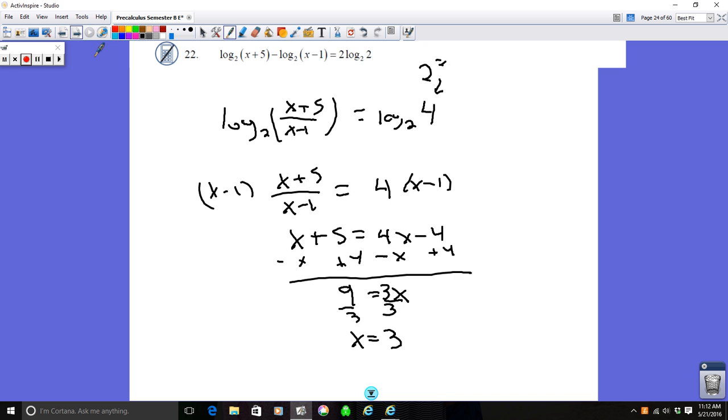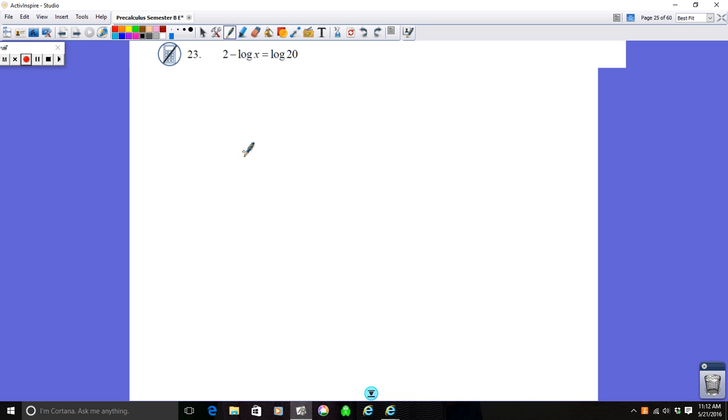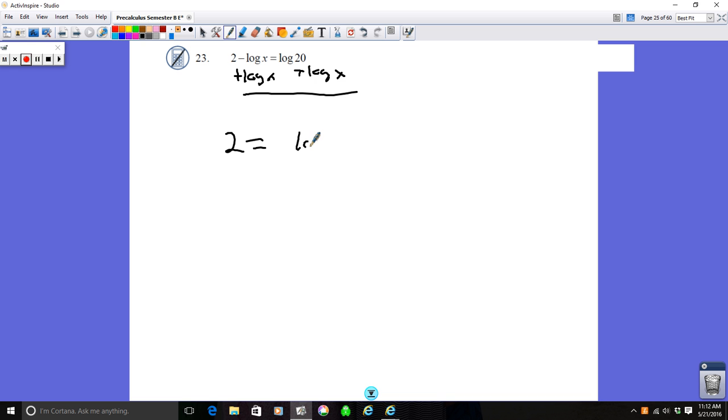Last one in this section is number 23. When you see these problems with two terms, one constant and one a log that's not, move that log to the other side. Absolute easiest way of doing this problem. So now what you have is a problem that says 2 is equal to log of 20 plus log of x.